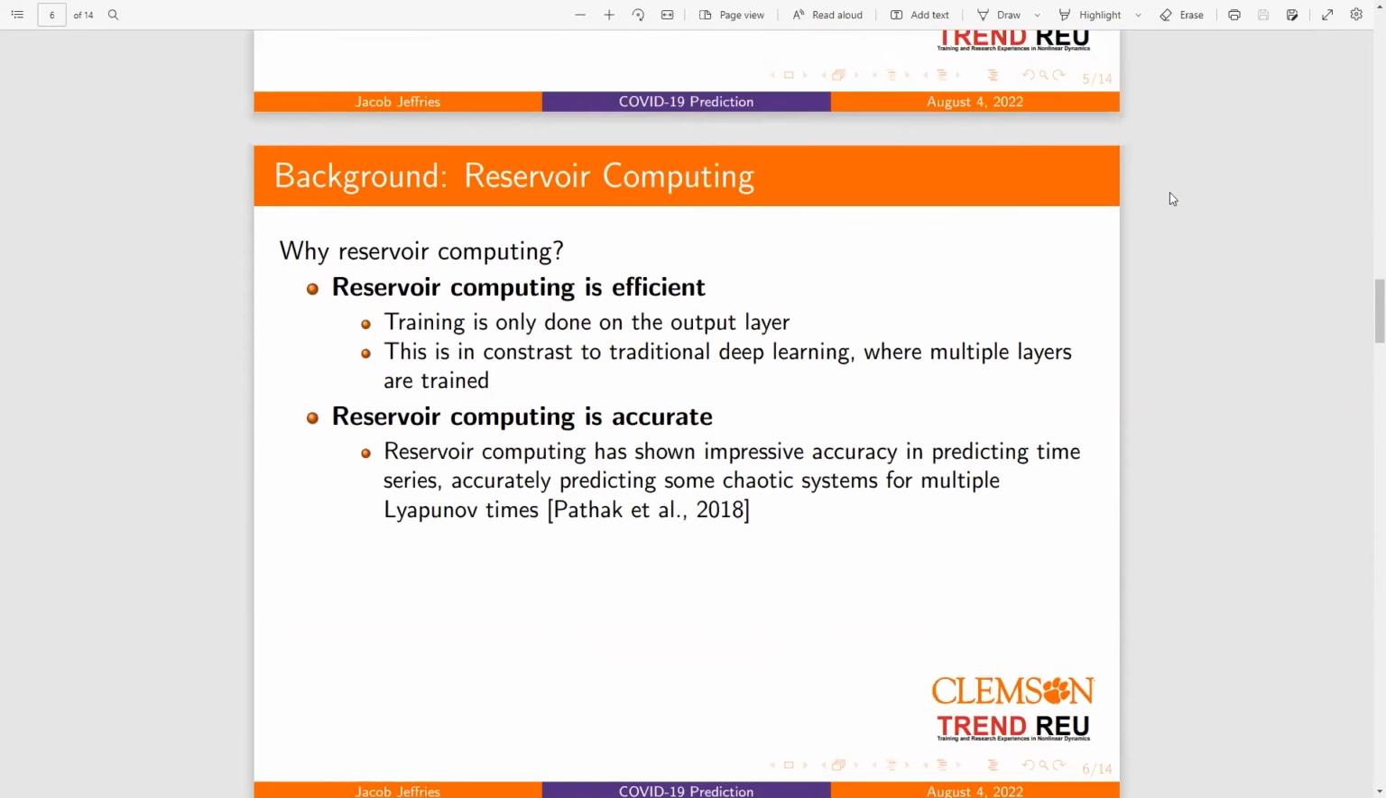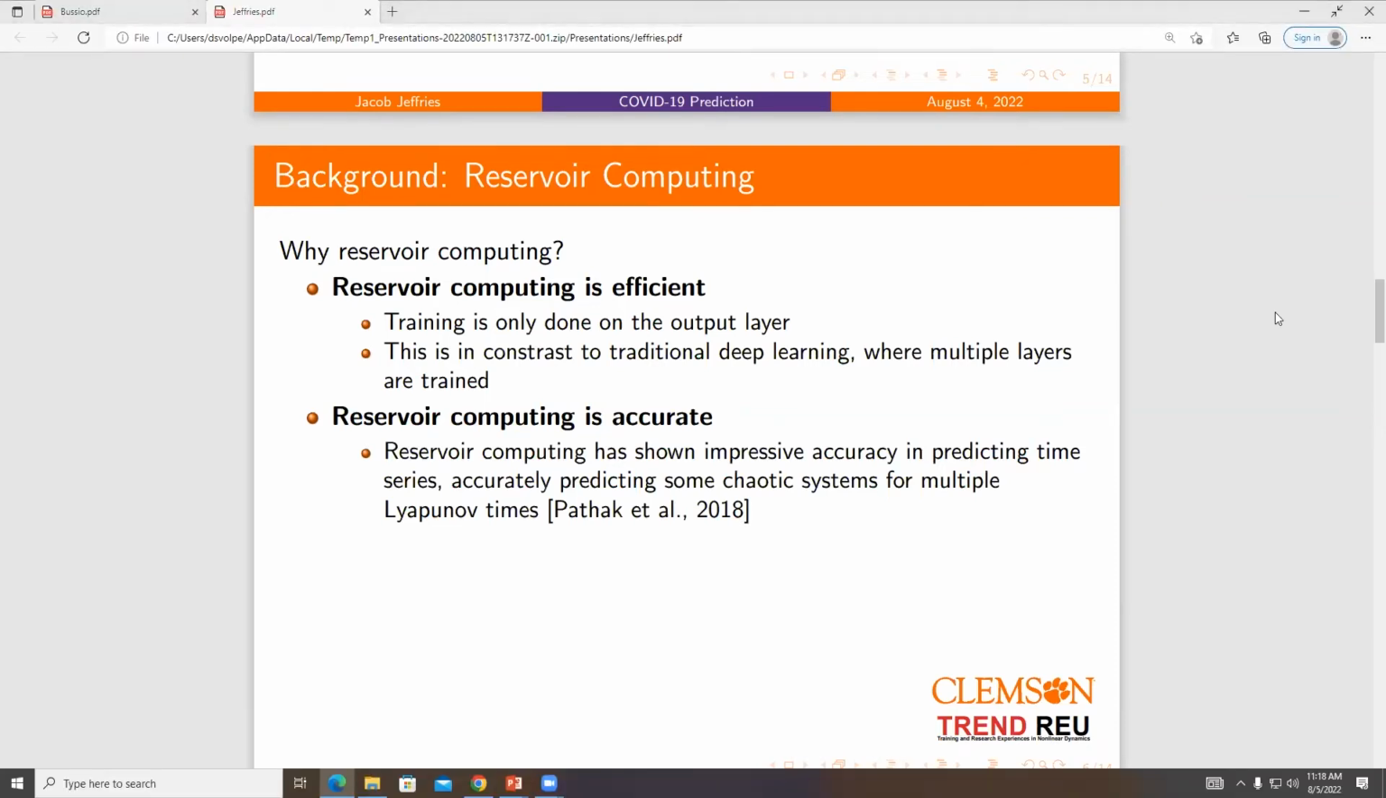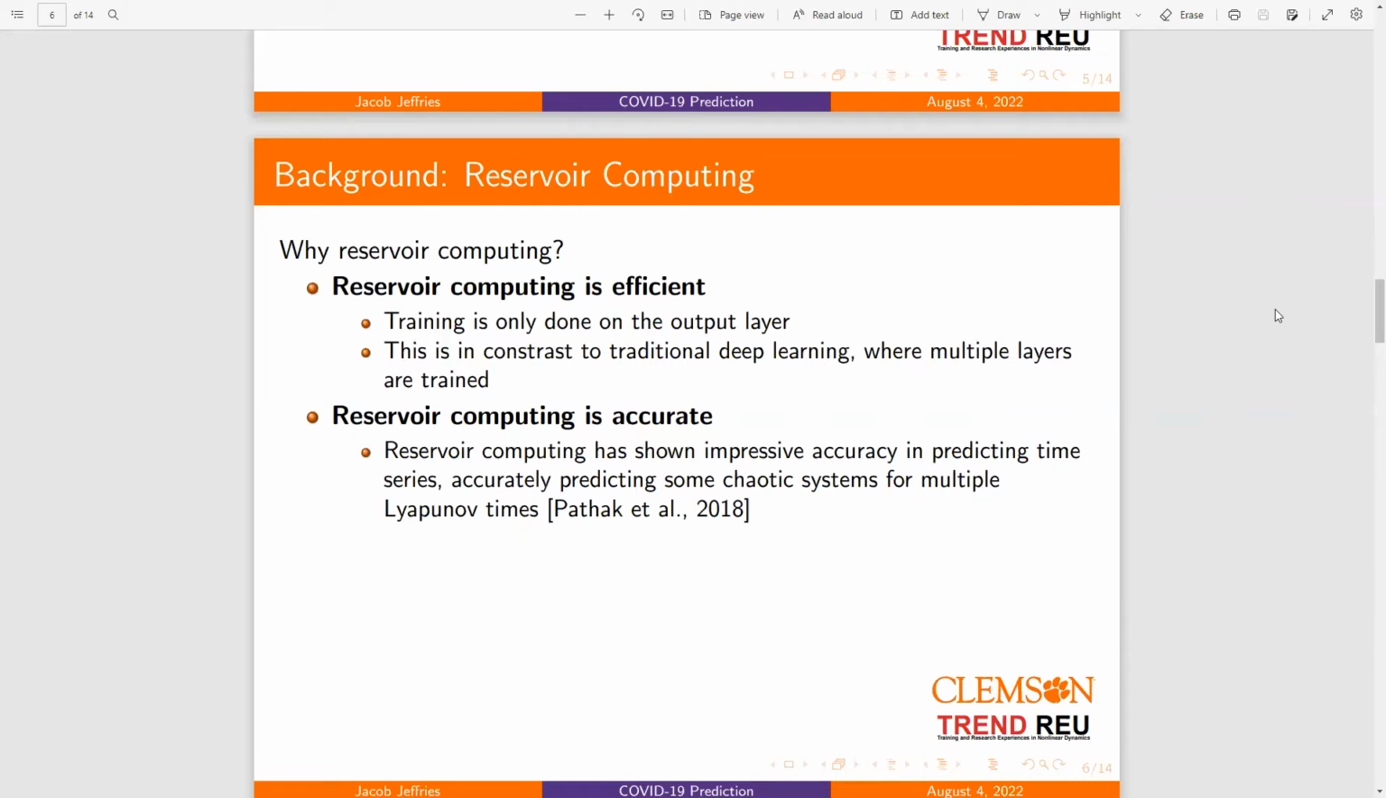So why reservoir computing? For one, it is efficient. The training is only done on the output layer, which is very important because most of the time training is the most computationally heavy part of machine learning. This is in contrast to traditional deep learning, where you train multiple layers. Furthermore, reservoir computing is accurate. It has shown impressive accuracy in predicting time series, including some chaotic systems, for multiple Lyapunov times.